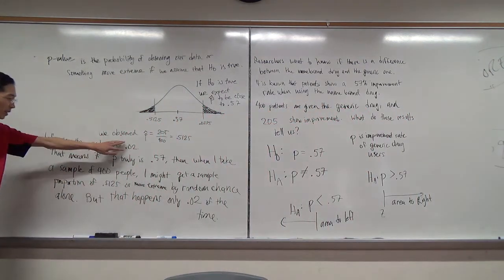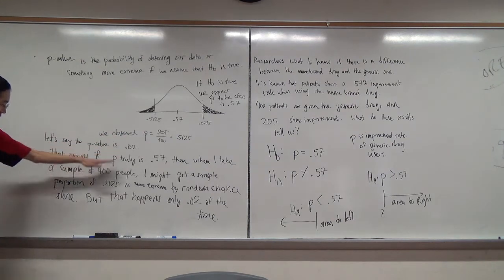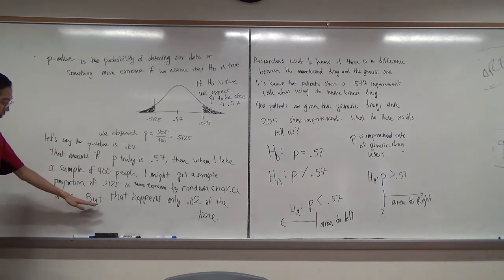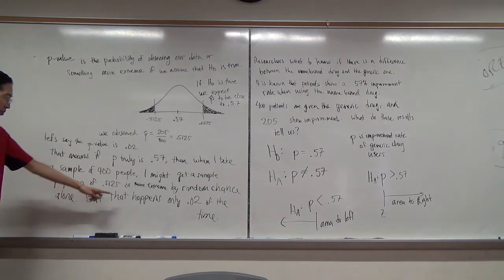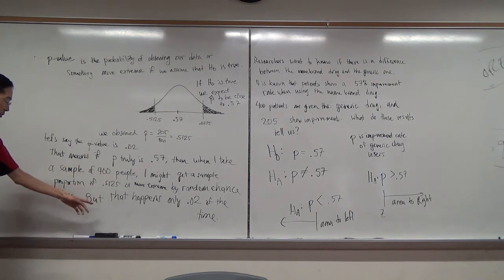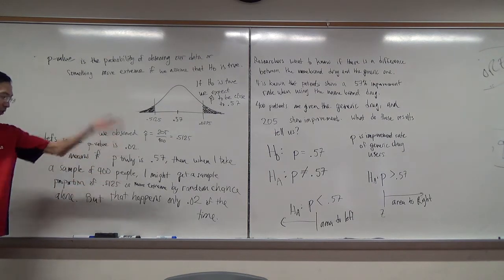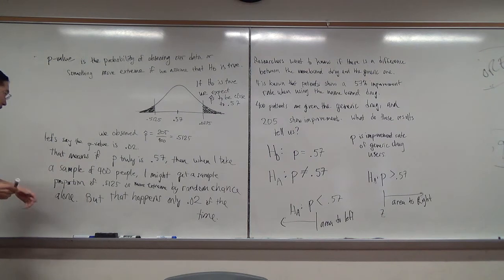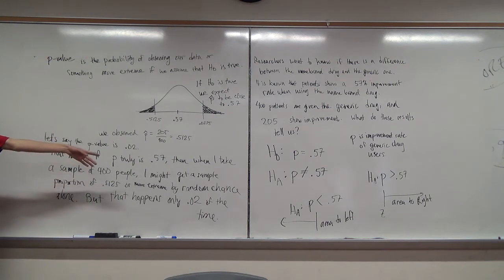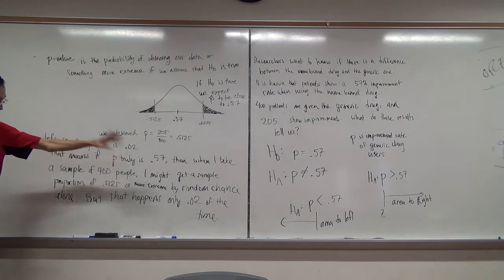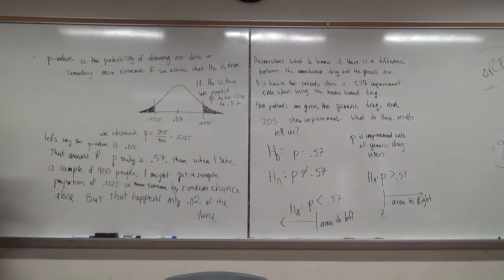And if the p-value is 20%, this statement is still true, and it's just that instead of writing that it happens only 2% of the time, we'd say that happens 20% of the time. So you would say that means if p truly is 57%, when I take a random sample of 400, I might get a sample proportion of 51% or whatever it is by random chance alone, and that happens 20% of the time, or whatever the p-value is.